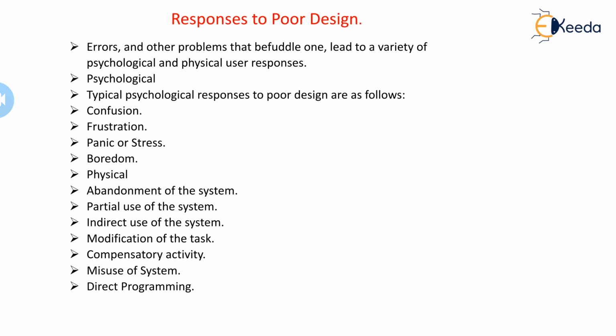So again, it's required to consider how your system is going to be accessed. Then you have modification of the task. The task is changed to match the capabilities of the system. This is relevant when the tools are rigid and the problem is unstructured. Then you have compensatory activity. A common example is manual reformatting of information to match the structure required by the computer. Then misuse of the system.